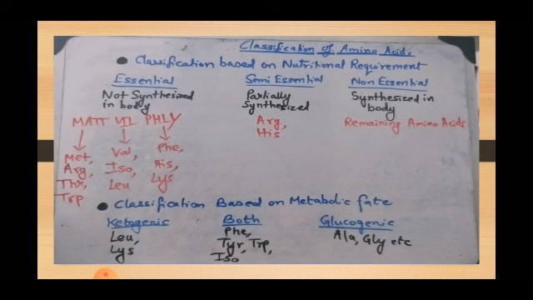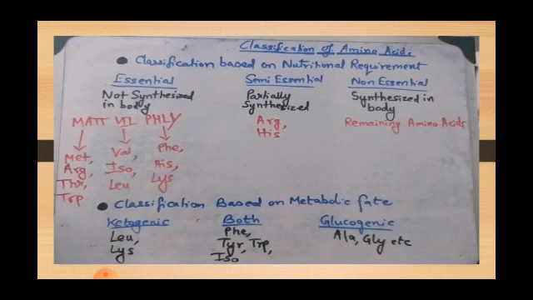The code here we can use is MATT VIL PHLY, pronounced "Matt, veal, fly." Matt: M-A-T-T, M stands for methionine, A stands for arginine, T for threonine, and another T for tryptophan. VIL, as usual, valine, isoleucine, leucine. Fly: P for phenylalanine, H for histidine, L for lysine. So these are the 10 essential amino acids.